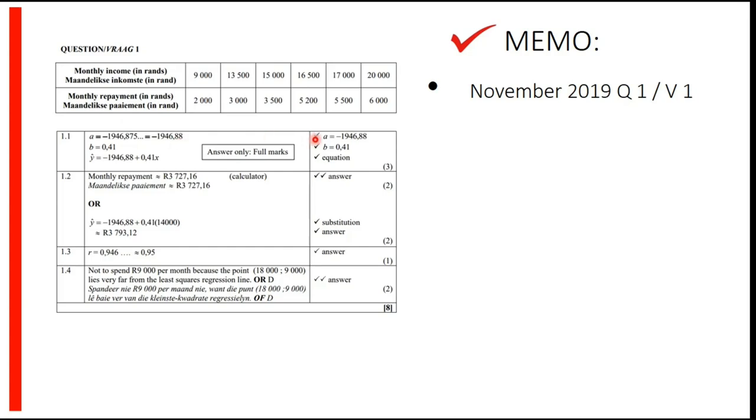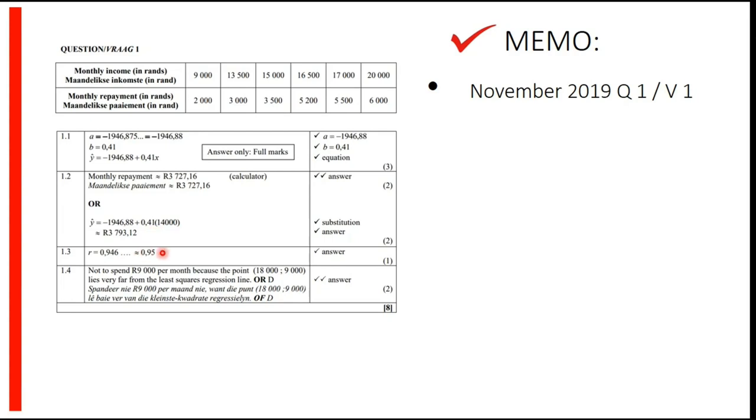So the A value, one mark, the B value, one mark, and then the equation. Then you can read it off from the graph, or you can substitute it in. That means you might get different answers, but that's fine. Remember, if you use the calculator and do the substitution, then always show it: one mark for substituting, one mark for the answer. If you read it off from the graph, then it's just right or wrong. You read it off and give them the answer, and it's either correct, two marks, or not.